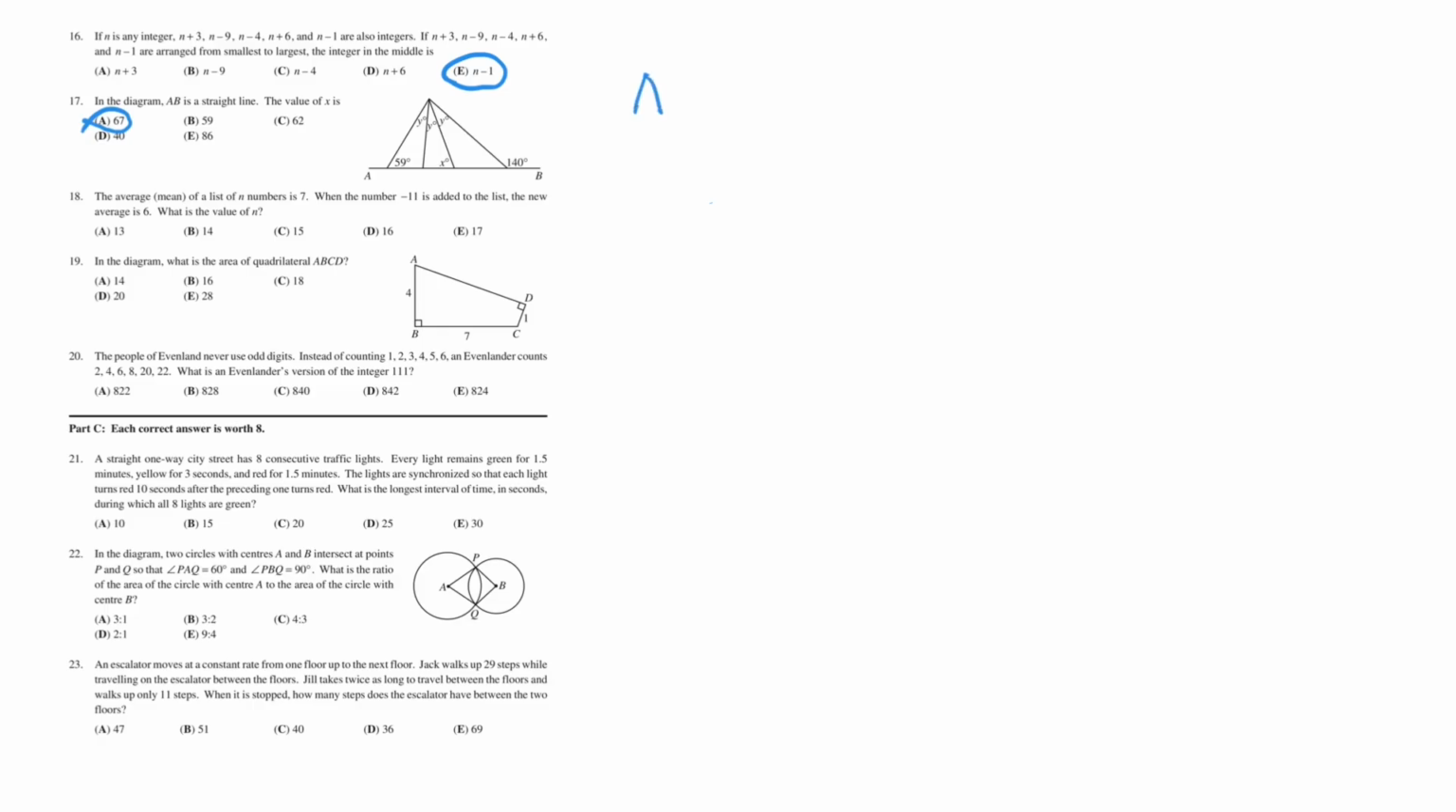We know the average equals the sum of the numbers divided by the number of numbers. Also, we can say the sum of the numbers equals the average times the number of numbers. So the sum of the n numbers equals the average, 7, times the number of numbers.